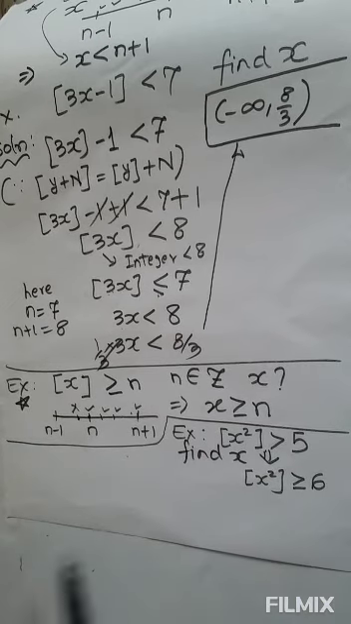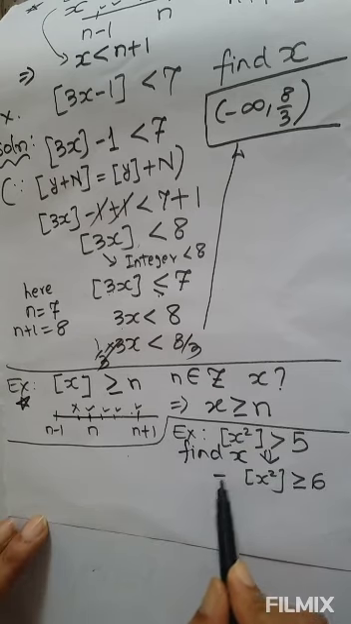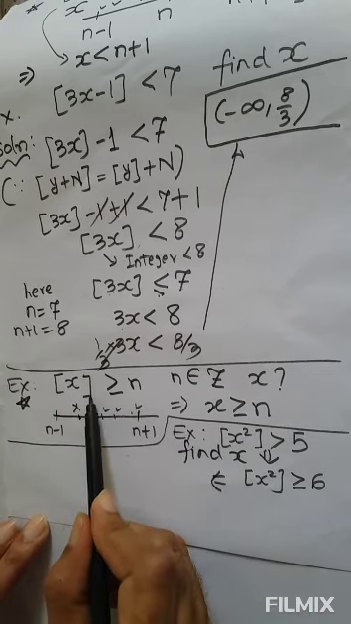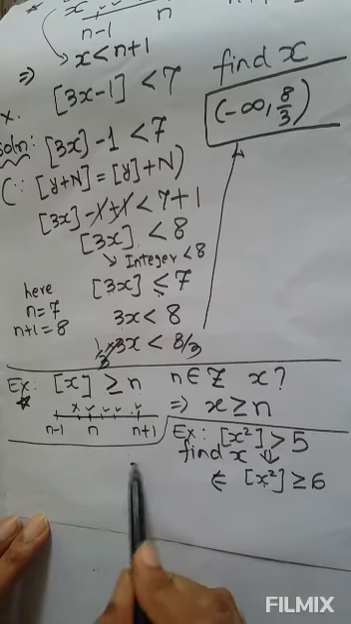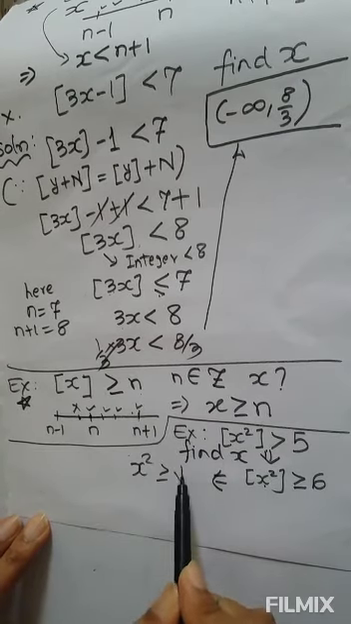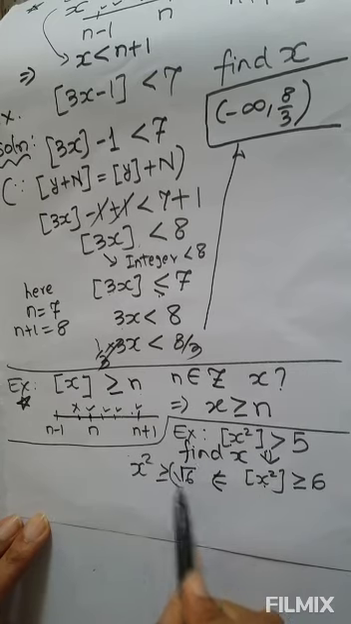The same way that we did here. This was understood as this. So this is understood like this. So in the next step, we will use this. So x square greater than or equal to 6, which I can write as root 6 square.